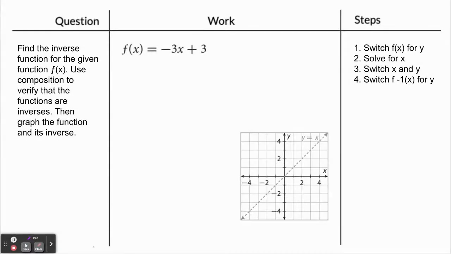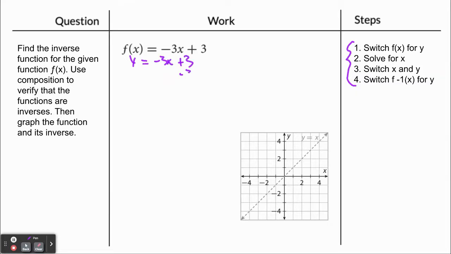Find the inverse function for the given function f of x, and use the composition to verify that the functions are inverses, then graph. So in this case, we've got a couple of steps that we're going to start with. First I'm going to find the inverse function. So I'm going to go y equals negative 3x plus 3. So I just flipped out the y.